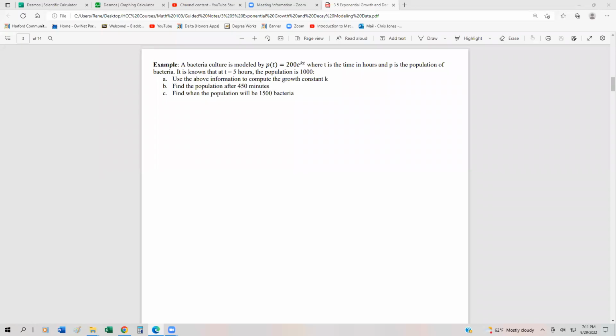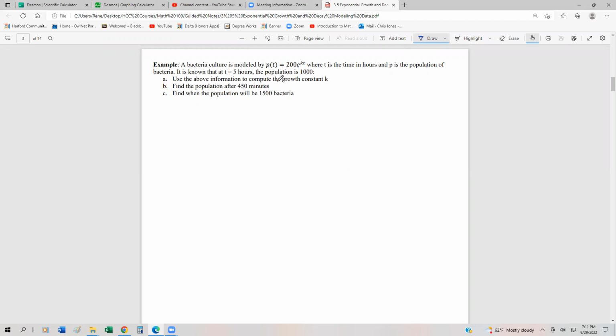Some more examples of exponential growth and decay modeling. We have a bacteria culture. It's modeled by the function P of t equals 200 e to the kt, where t is the time in hours and P is the population of bacteria. It's known that after t equals 5 hours, the population is going to be 1,000.